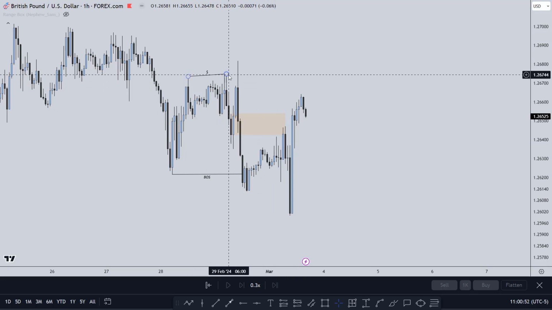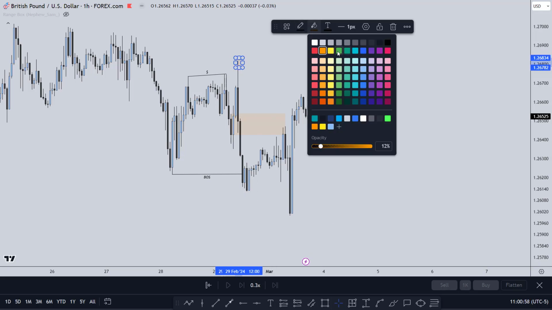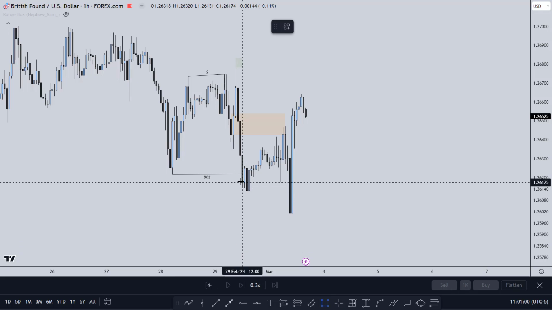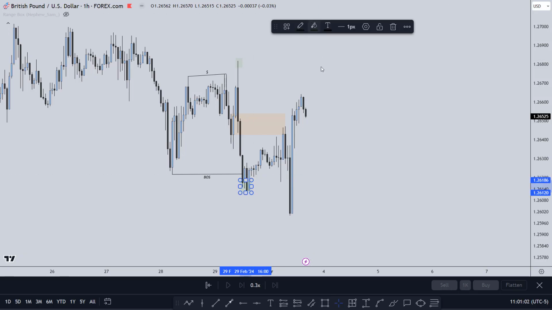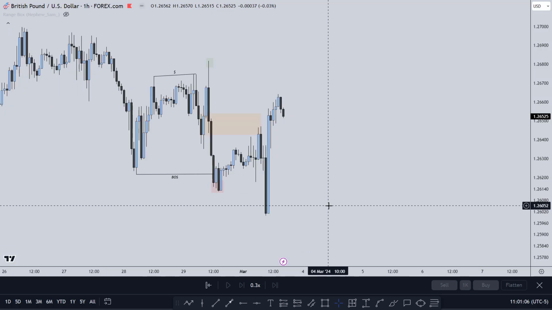So we go from the higher time frames to the lower time frames. This was my top of the range, and right here was the bottom of my range. Mark it in red. So now we can go down to the 5 minutes and see what price was showing us.